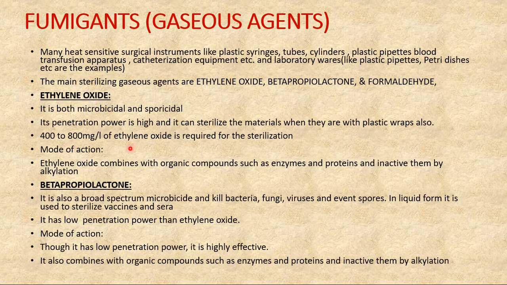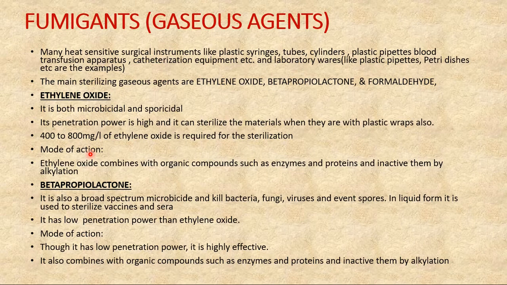And the quantity of ethylene oxide that is required for the sterilization process is about 400 to 800 mg per liter. Then coming to the mode of action, how it kills the bacteria or the microorganisms: it combines with organic compounds such as enzymes and proteins and inactivates them by alkylation. So alkylation means adding an alkyl group. For example, when ethylene oxide meets an enzyme containing sulfhydryl groups, it combines with that group, and that's how it becomes an inactivated enzyme.